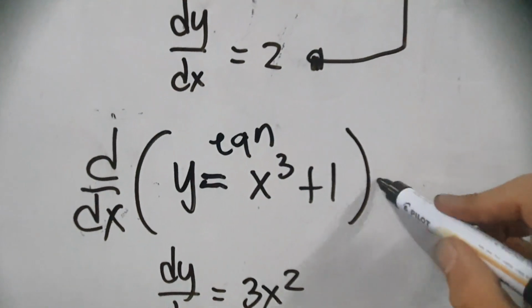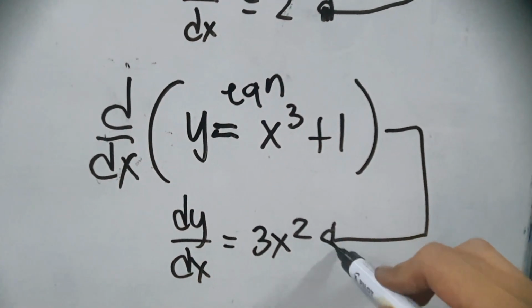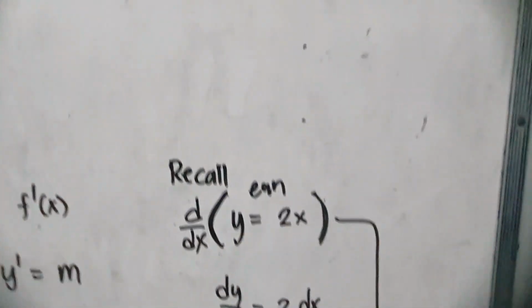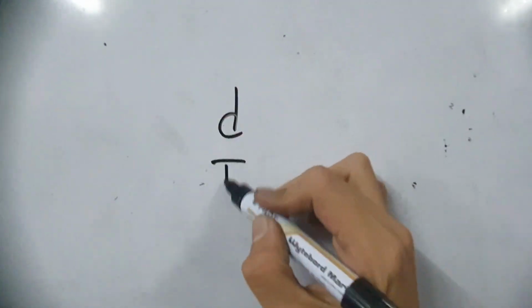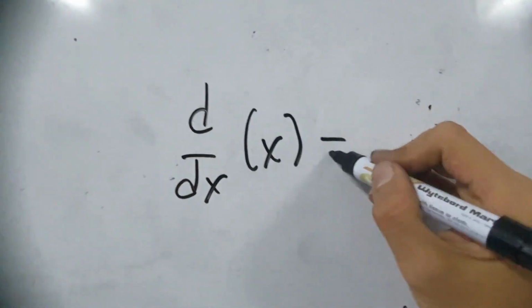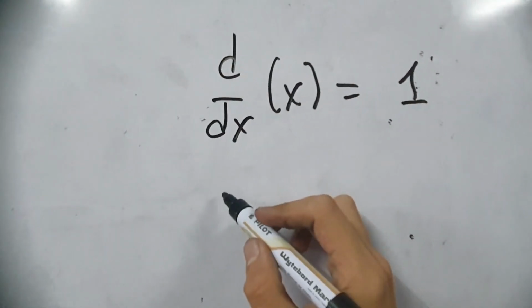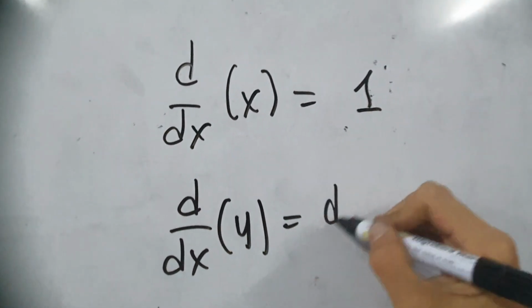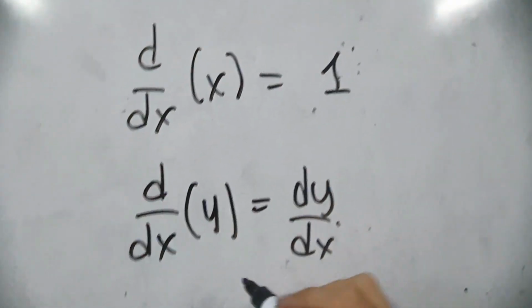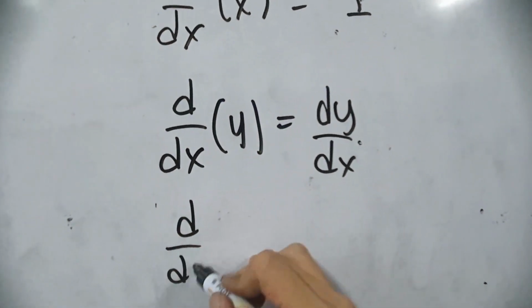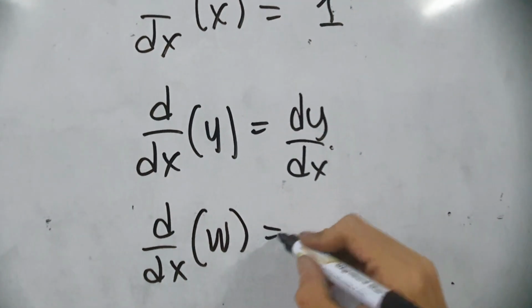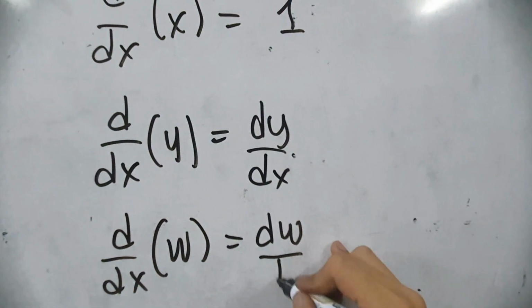And also this one, we have come up with the answer. So if it agrees, then that is equivalent to 1. The derivative with respect to x of x is 1. If it does not agree, d over dx of y is dy over dx. Derivative with respect to x of w, does it agree or not? Not. So that is equivalent to dw over dx.